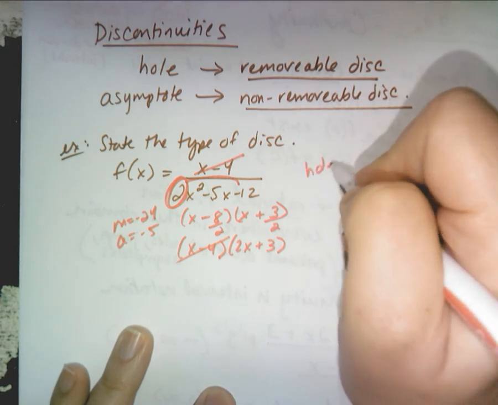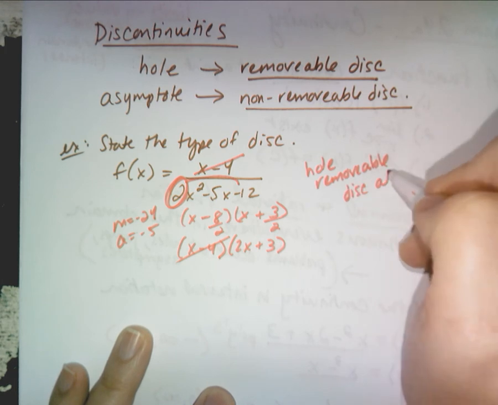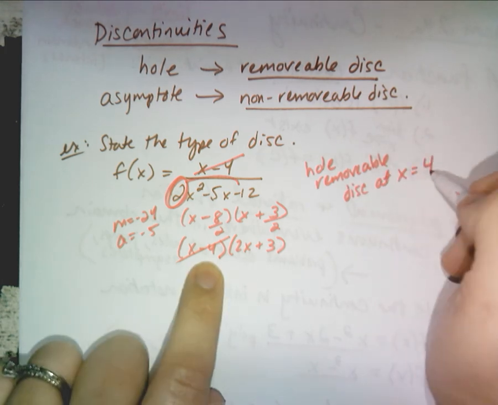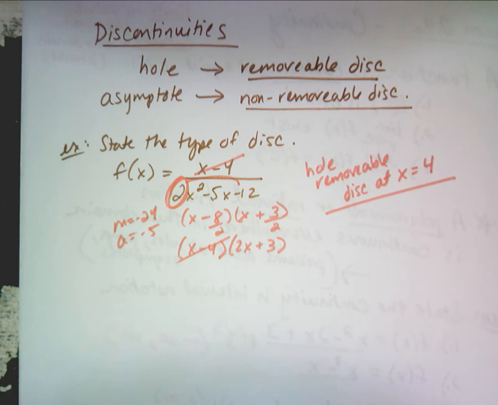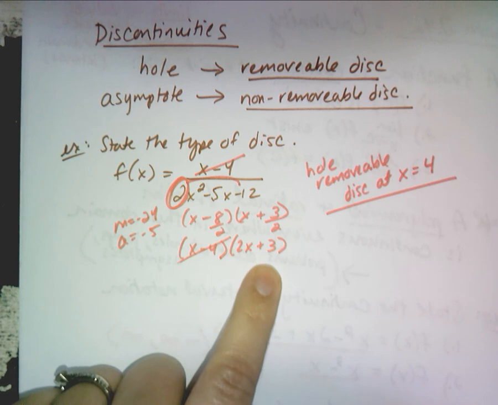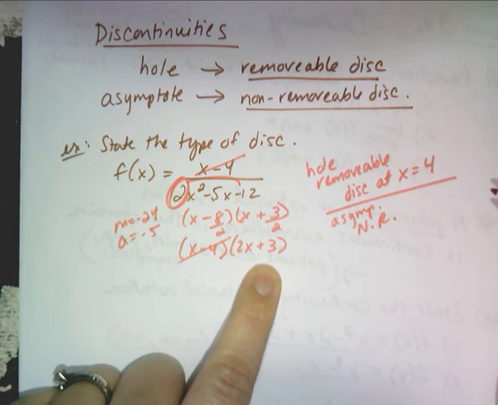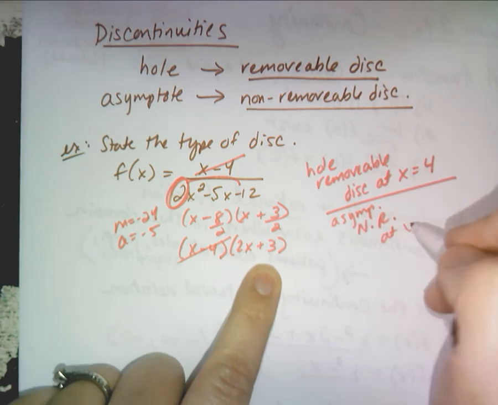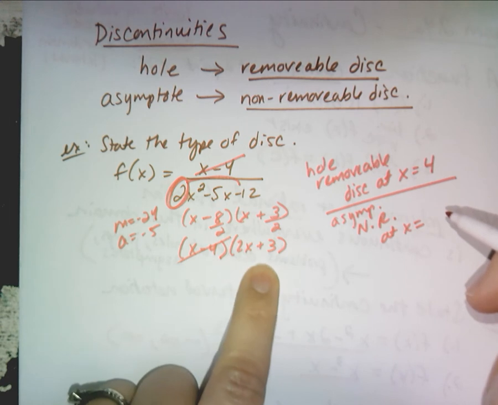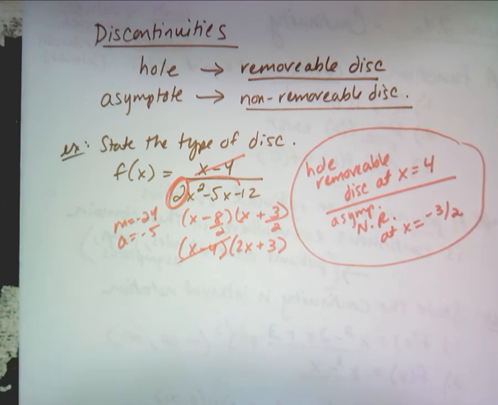So you have a hole or a removable discontinuity at x equal to, change the sign, 4. That's what you would say. This one is in the bottom, right? If it's still in the bottom, then it's a what? It's an asymptote, which is a non-removable discontinuity at x equal to, set that equal to 0, negative 3/2. So that's the other part that it'll ask you in directions for homework tonight.